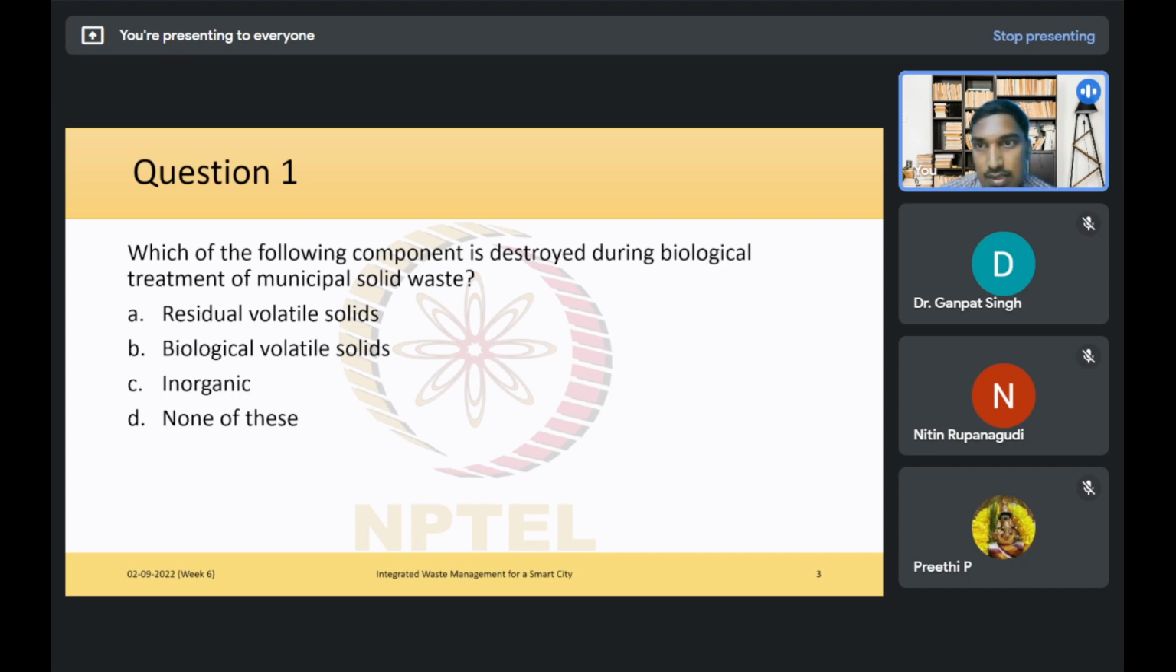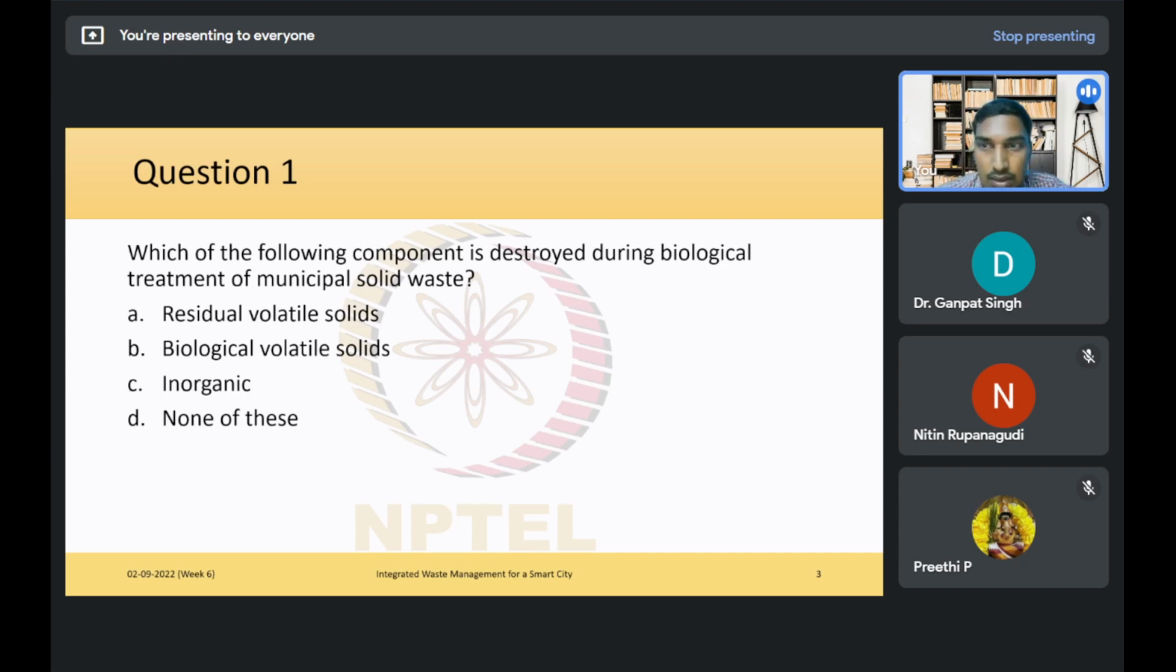When we talk about municipal solid waste, it has a varied composition. There are multiple components which make up the municipal solid waste, and here we are talking about biological treatment. So we are concerned with the organic fraction, because only that can be processed by biological treatment, which is done by microbes like bacteria, fungi, and other organisms. That's what we mean by destroyed: it is to process those organic fractions.